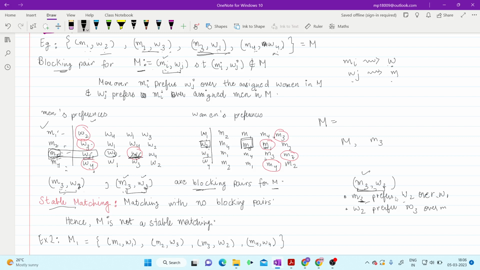Now if you see M1W4, M1W4 is not a blocking pair, because W4 is assigned M4, but W4 will be happy with M1. But M1 is assigned W2, and M1 won't be happy with W4. So for a pair to be a blocking pair, both should be happy. In this case, only W4 is happy. Therefore, this is not a blocking pair.